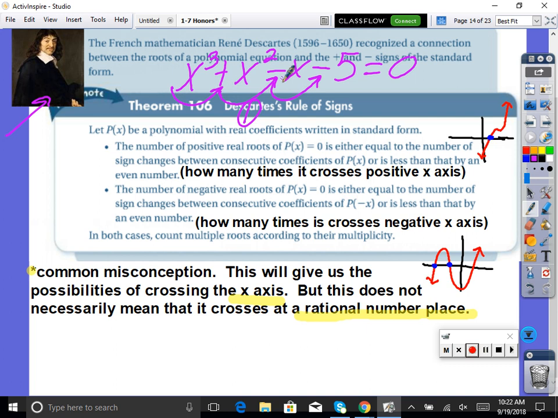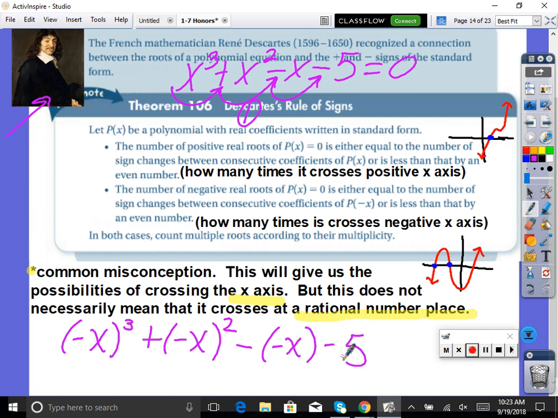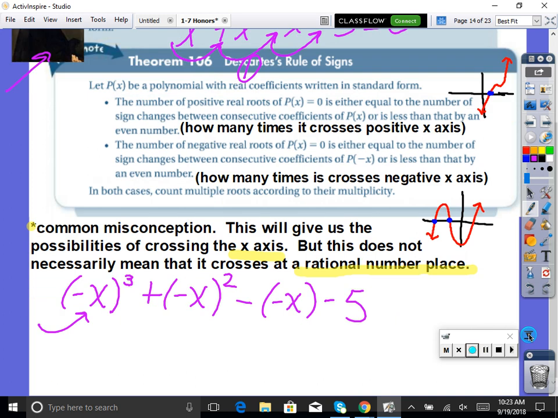Now let's talk about negative real roots. Right here, we're now talking negative x's. How we determine that is we plug in a negative x, and then we simplify it, and then we count just like we did with the positive. So let's plug in negative x into the original. That would be negative x cubed plus negative x squared minus negative x minus 5. Now why am I plugging in negative x? Because I want to know the negative x-axis. You guys see? So now let's simplify it, and then we'll count sign changes.